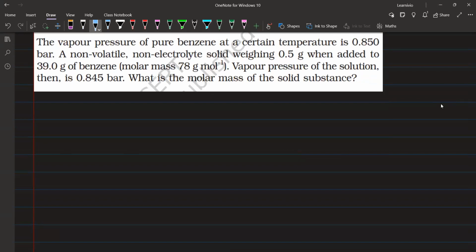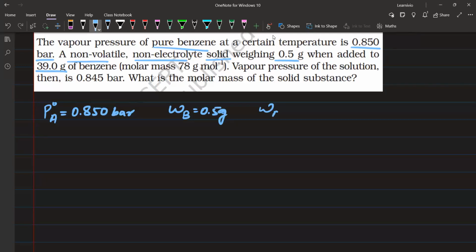So the vapor pressure of pure benzene at a certain temperature is 0.850 bar. Pure benzene means you're talking about P naught A, P naught A इन्होंने दे दिया है. Whenever you get a number, try to assign something: P naught A is equal to 0.850 bar. A non-volatile, non-electrolyte solid weighing 0.5 gram, that means mass of solute is given as 0.5 grams, is added to 39 gram of benzene, the mass of solvent.